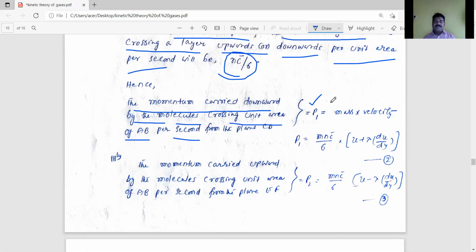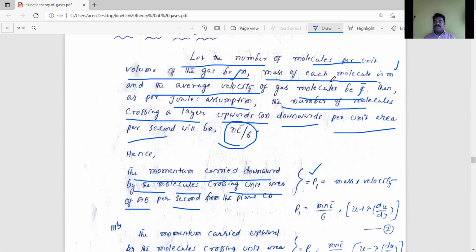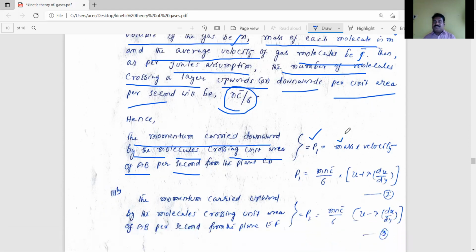Then what is the equation for momentum? Mass into velocity. Now, in the above paragraph, we said that the number of molecules per unit area is n, and at the same time, the mass of each molecule is m. Now, what is mass here?